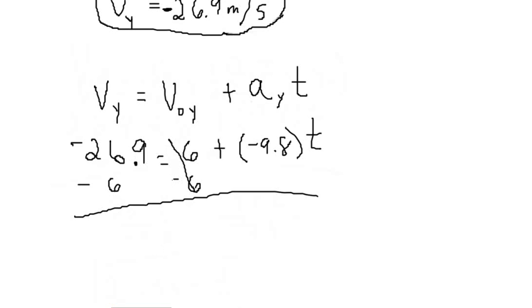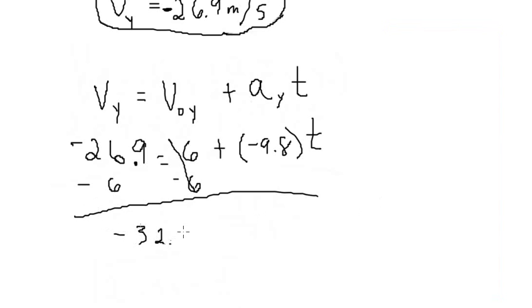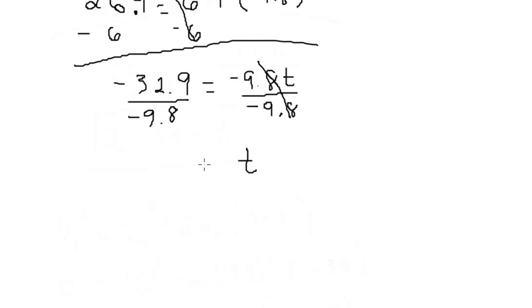Alright, let's see what this gives me on the calculator. Negative 26.9 minus 6 gives me negative 32.9. That's what I'm going to write here. Negative 32.9 is equal to negative 9.8 t. Now to solve for t, you simply divide both sides by negative 9.8, and now you're going to get your time.